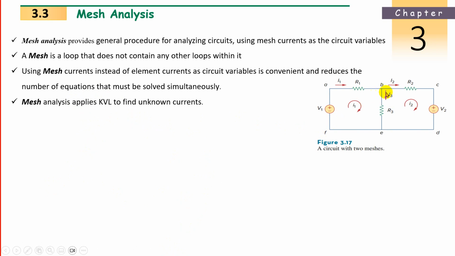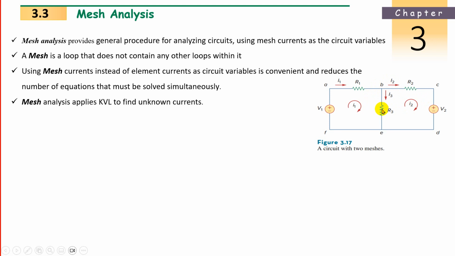Now see one example circuit here. How many branches does the figure have? 1, 2, 3, 4, 5 branches. Right? Two voltage sources and three resistances, total 5 branches. Here there is no need of any reference node, no reference 0 voltage or ground.